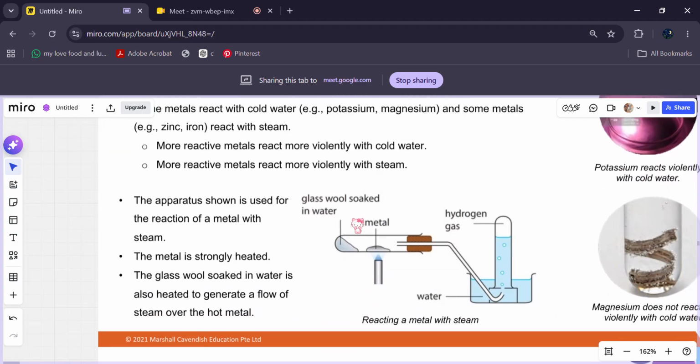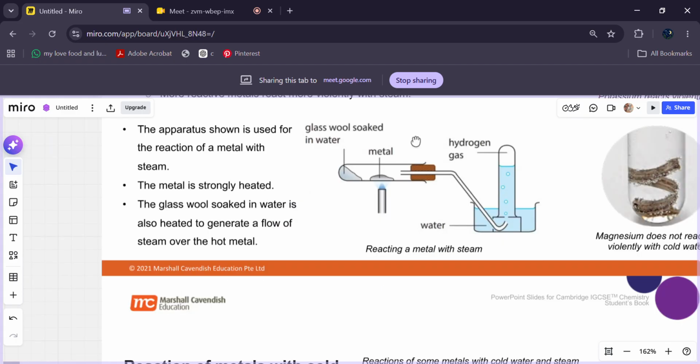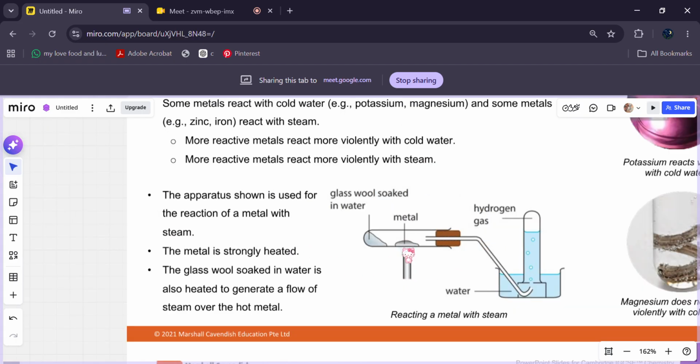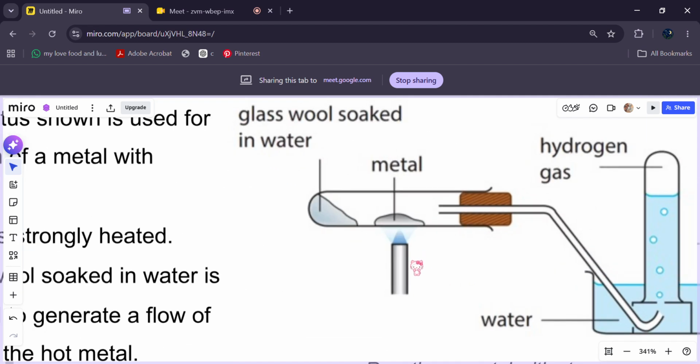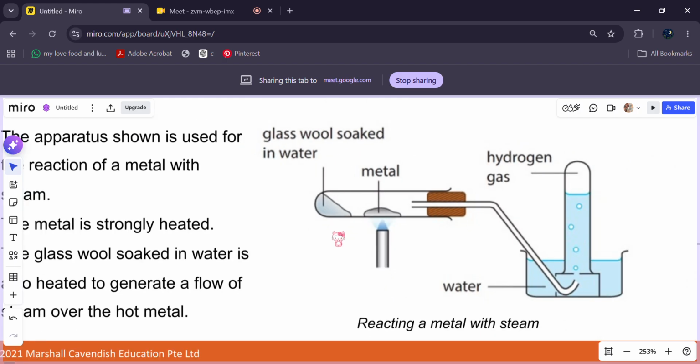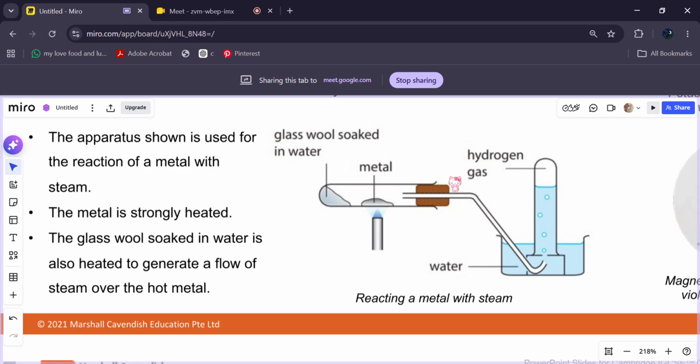This diagram shows the apparatus for the reaction of a metal with steam. The metal is strongly heated, and glass wool soaked with water is also heated to generate a flow of steam over the hot metal. Here you can see the hot metal. The metal is being heated with a Bunsen burner or any source of heat, and glass wool soaked in water is put at the side. From there, the metal reacts with steam. This is water and hydrogen gas.